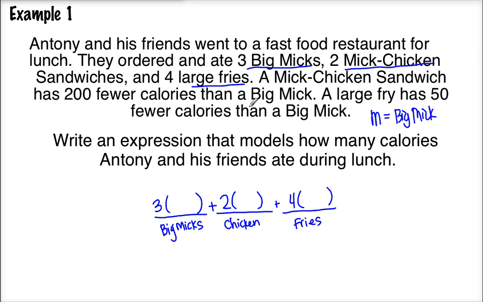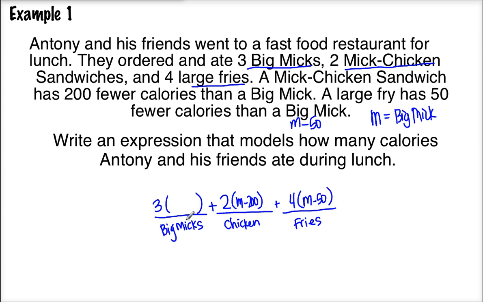So if there are 200 fewer calories than in a Big Mac in the chicken sandwich, that means we do the Big Mac, remember this is for the chicken one, minus 200 calories. So the Big Mac minus 200 calories is how many calories is in the chicken sandwich. Okay, we're looking good. Next one, it says a large fry has 50 fewer calories than a Big Mac. So once again, we take a Big Mac and we subtract 50 calories, and that's how many calories are in a large fry.